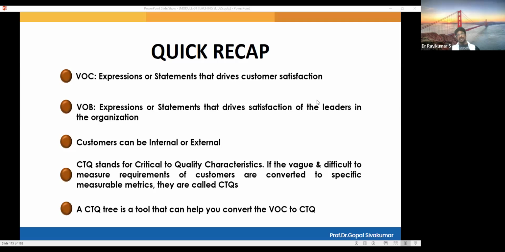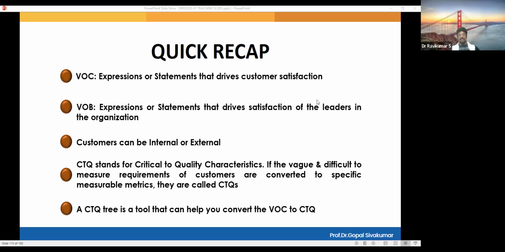Similarly, CTQs play an important role in converting the voice of the customer, either internal customers or external customers. You convert that into a metric so that we can understand whether there is a problem or not. Then comes the CTQ tree, which will help you convert the voice of the customer into a metric.